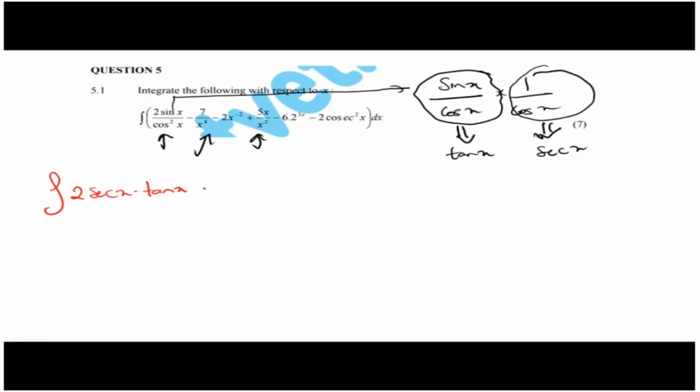Then here is minus 7x raised to power minus 4. I've not integrated, that's why my integration sign is still there. Then here is minus 2x raised to power minus 2.